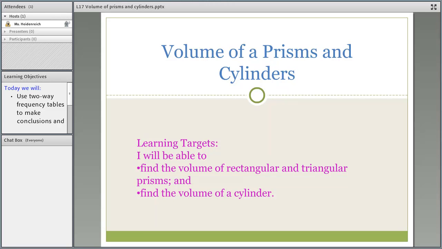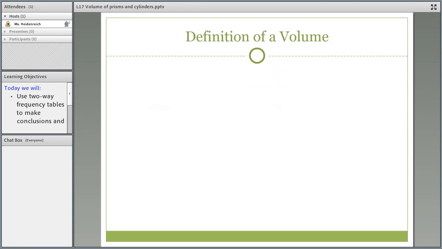Everyone, today we're going to be going over volume of prisms and cylinders. So by the end of our playlist, you should be able to find the volume of rectangular and triangular prisms and find the volume of a cylinder. Okay, so we're going to begin with talking about what volume is.